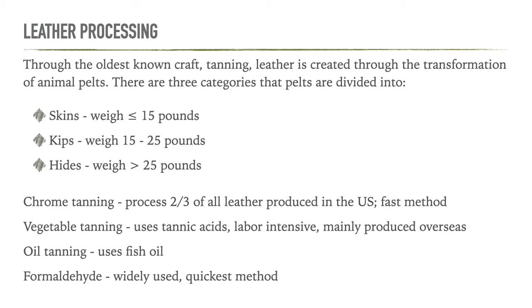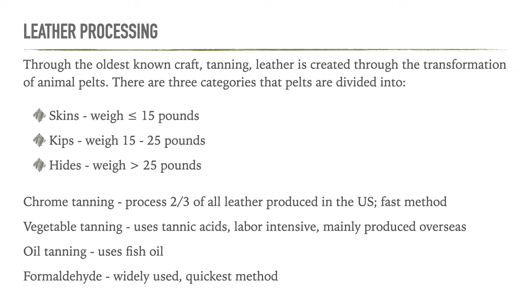Oil tanning, which is one of the oldest methods of tanning, typically uses fish oil from codfish. The fish oil is used to produce doeskin and buckskin leather. These leathers are super soft and very pliable, making them great for gloves and jackets.